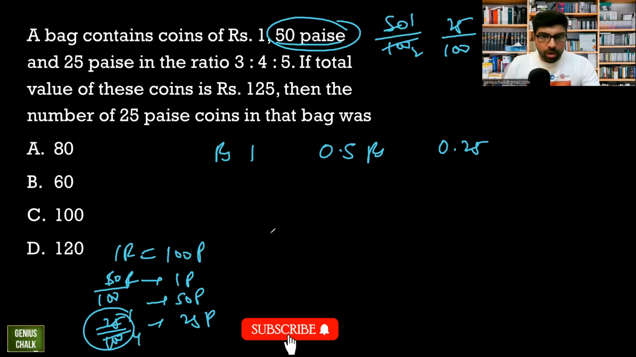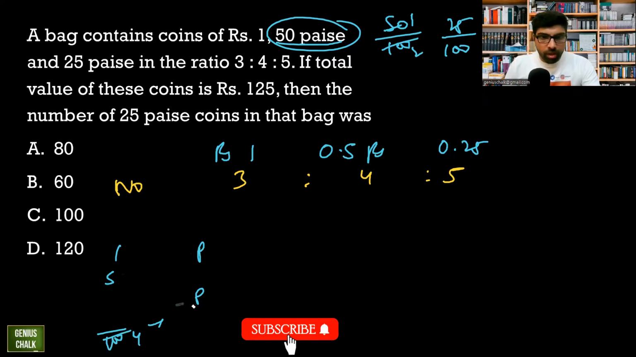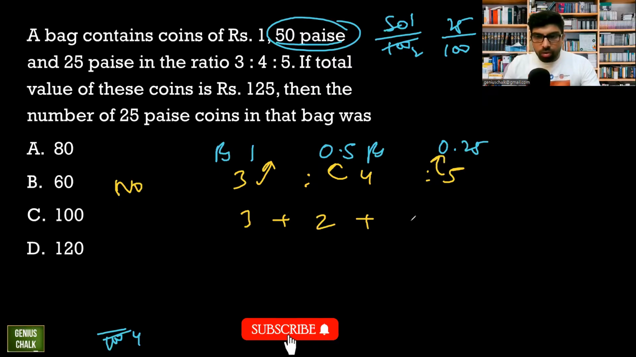Now see, the ratio is again coming in the same manner. So this is also 3:4:5. Now again, this is the number ratio. I need to find it in value. So just multiply like we did earlier. So 3 into 1 is 3. 4 into 0.5, that is 2. And 5 into 0.25, that is 1.25.